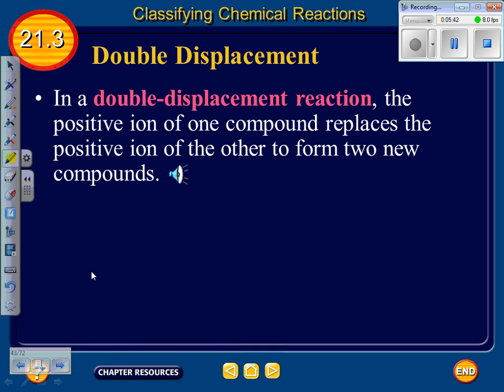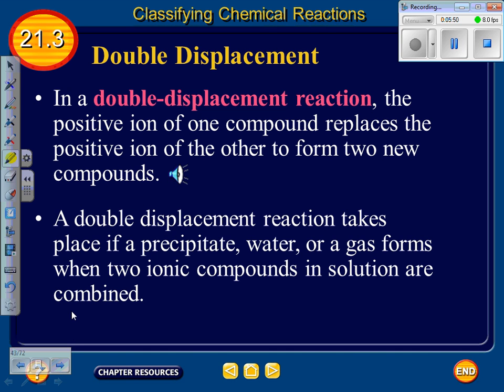In a double displacement reaction, the positive ion of one compound replaces a positive ion of the other to form two new compounds. And the way this looks, a double displacement reaction takes place if a precipitate, water, or a gas forms when two ionic compounds in solution are combined.